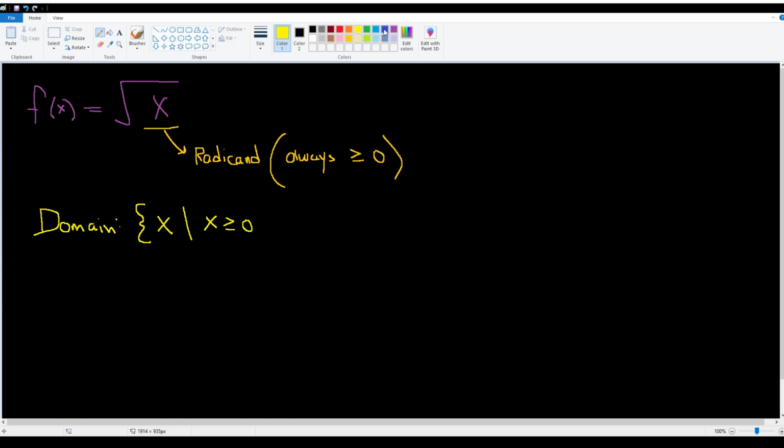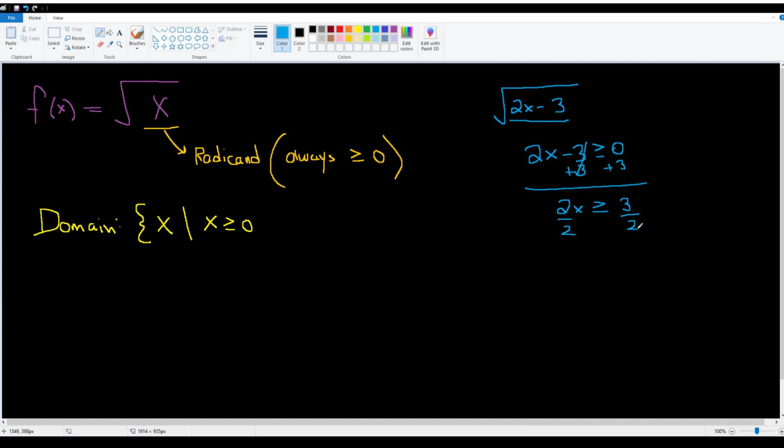But in the case where we had something maybe like this, where we wanted to graph the square root of, let's say, 2x minus 3, if I wanted to find the domain of this, I would take my radicand of 2x minus 3, I would set it greater than or equal to 0, and then I would solve. So I'd have to add 3 to both sides. 3's would cancel. I'd be left with 2x is greater than or equal to 3. Divide both sides by 2, in which case I'd be left with x is greater than or equal to 3 halves.